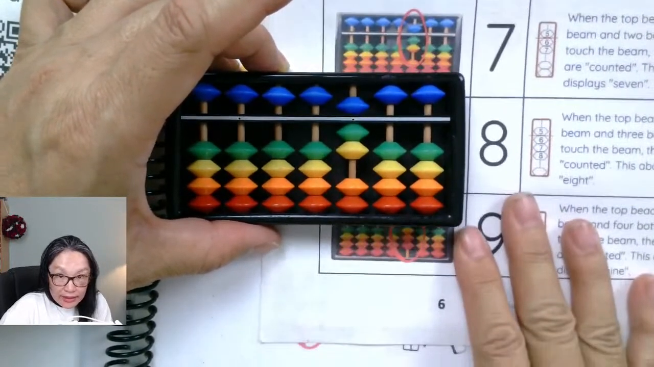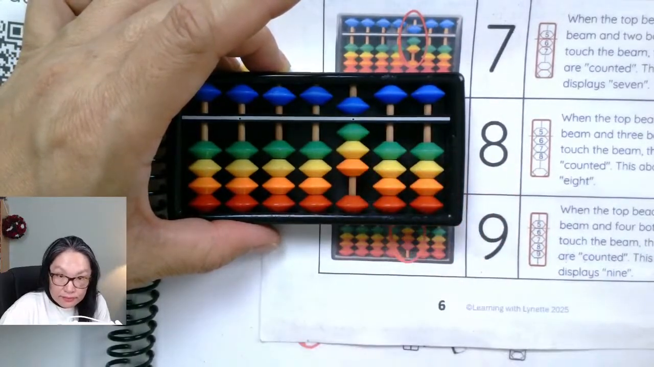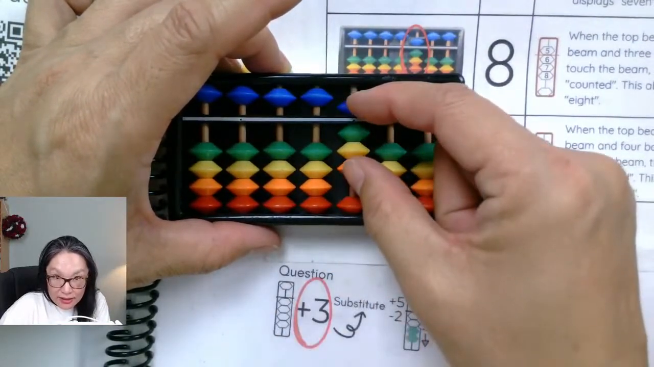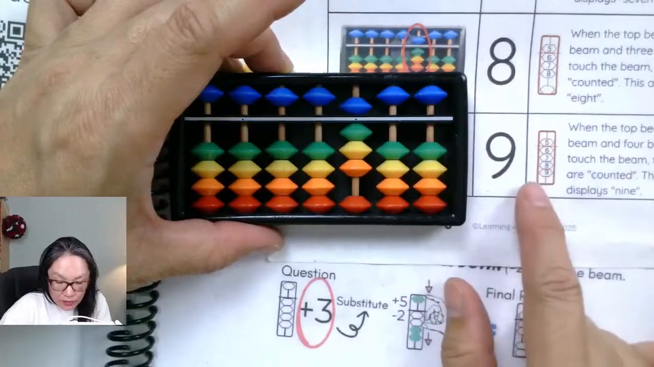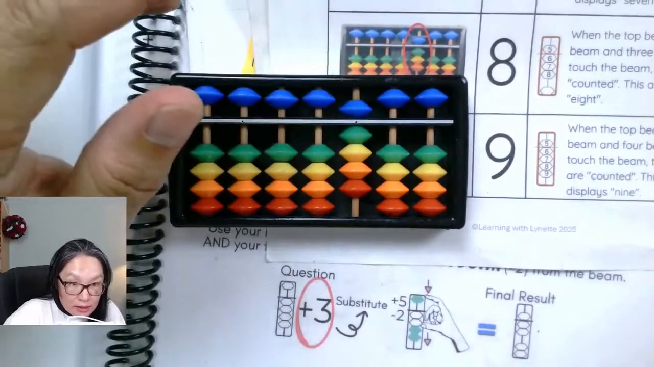And then we do 8. 5, 6, 7, 8. Notice I'm moving the beads, right? So this is not 9. This is still 8. We want to do 9. To make 9, we do that. Does that make sense, Clay?